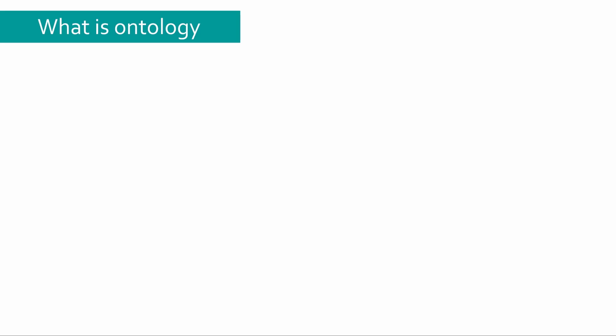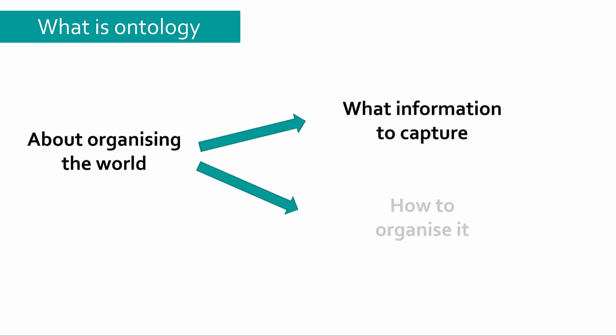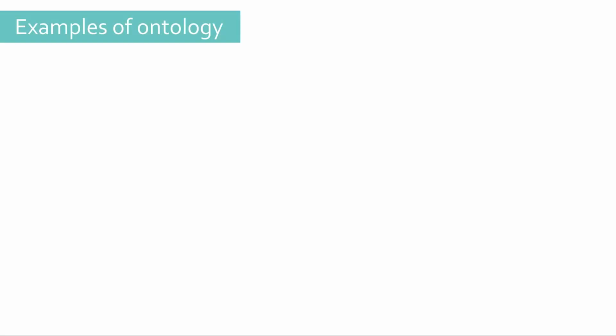Ontology is a branch of metaphysics concerned with the nature and relation of beings. It is, if you want, a theoretical framework that helps us understand and organize the world around us. As such, ontology is first and foremost about defining what we are interested in, i.e. the domain of expertise, and how to organize the information and knowledge pertaining to that domain.